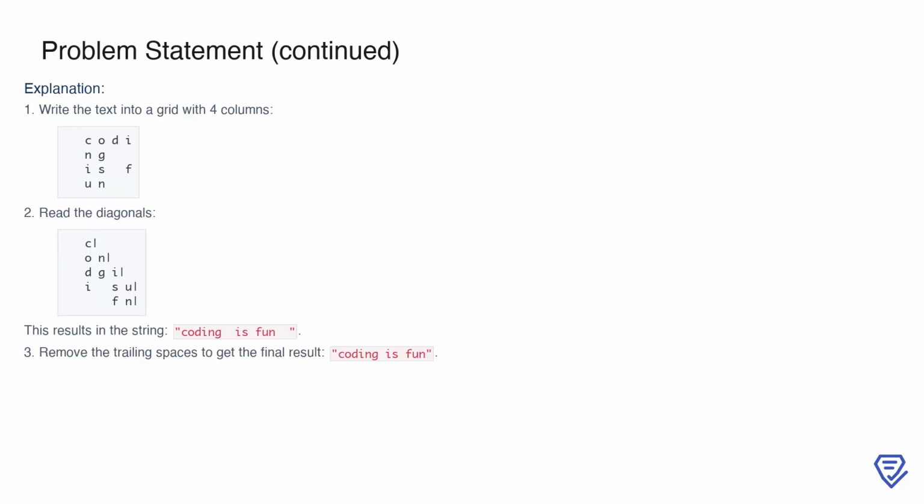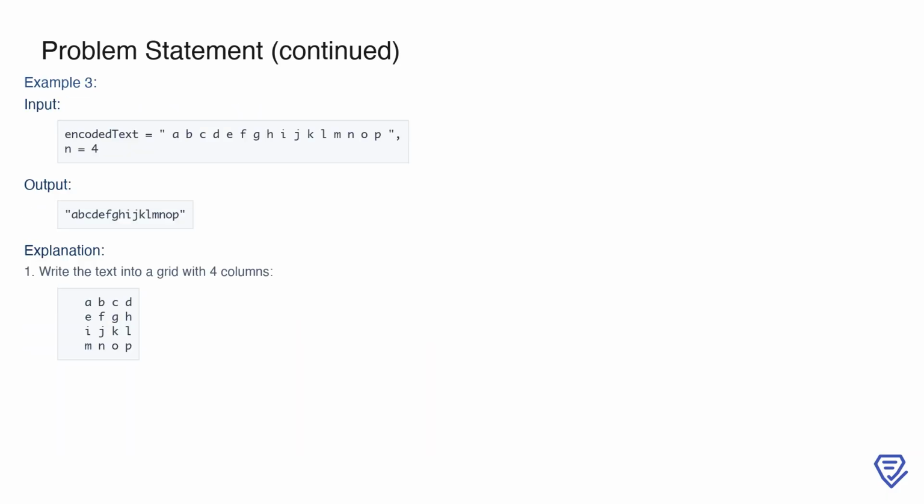In another example, the ciphertext is "Coding is fun," and the number of columns, n, is 4. Again, we start by writing this text into a grid with 4 columns. The first row contains CODI, the second row contains NG followed by blank spaces, the third row contains IS and F, and the fourth row contains UN with more blank spaces. With the grid prepared, the next step is to read the diagonals to decode the text.